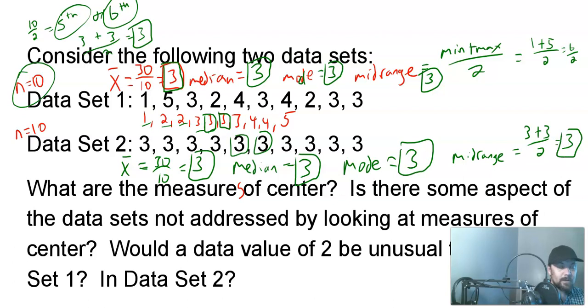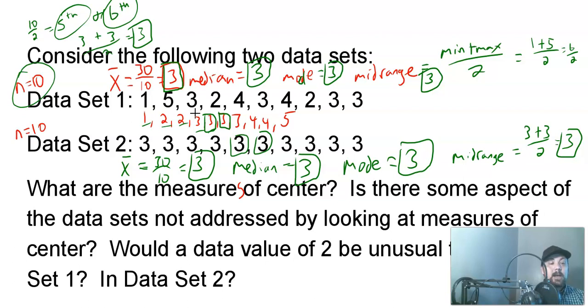The point being that by comparing the measures of center, these data sets look identical through that lens, right? So through the lens of the measures of center, data set number 1 and data set number 2 are indistinguishable from each other. They have the same exact measures of center. Yet when we look at the actual data values, there's clearly a fundamental difference between data set number 1 and data set number 2. But you wouldn't know that by looking at the measures of center, right?